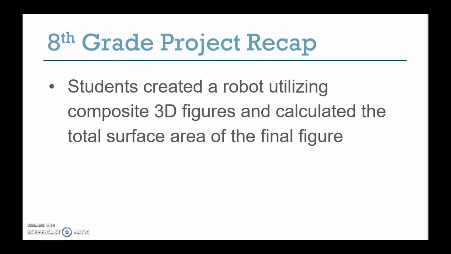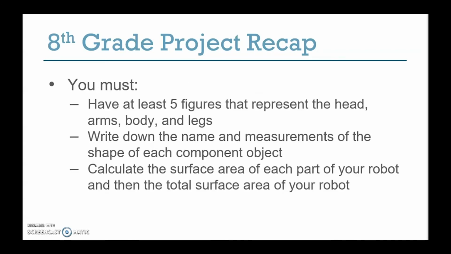To recap, students are going to create a robot utilizing 3D figures, and then you're going to calculate the total surface area of the final figure. Remember that the robot needs to have at least 5 component figures. It's got to have a head, arms, body, and legs. You need to write down the name and measurements of each of the shapes and give me the measurements for each of those components, because we need those to calculate the surface area of each part and then the total surface area of the robot.